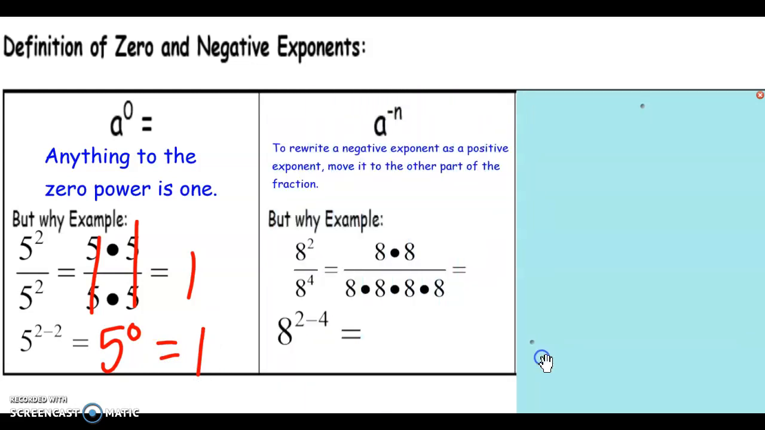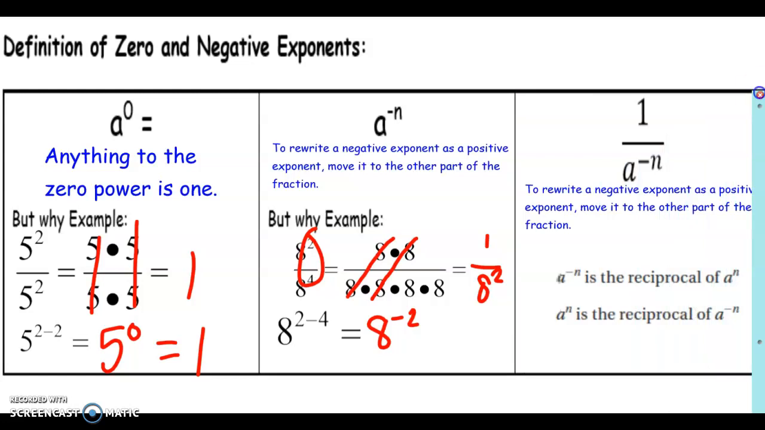All right, so the next one, a to the negative exponent. To rewrite a negative exponent as a positive, move it to the other part of the fraction. So if it's on the top, you move it to the bottom. If it's on the bottom, you move it to the top. So if I write out my example, I have 8 squared over 8 to the 4th, so that looks like 8 times 8 over 8 times 8 times 8 times 8. So I'm going to cancel these, and I end up with just 1 on the top, and then 8 squared on the bottom, or 64. Well, if I look at it this way, I can take 2 minus 4, which gives me 8 to the negative 2nd power, and we know that if it's to the negative 2nd, we have to move it to the bottom, or I divide and get a really messy decimal.